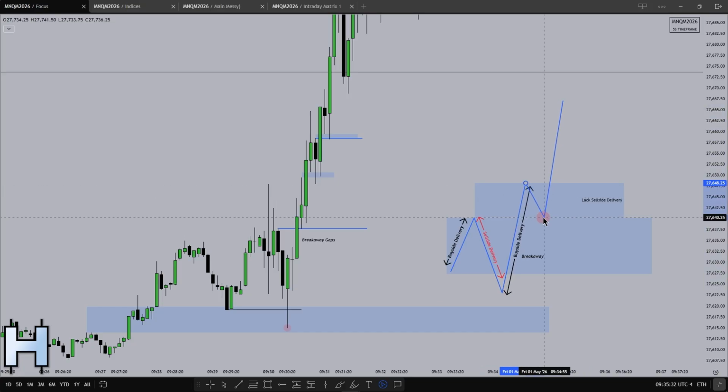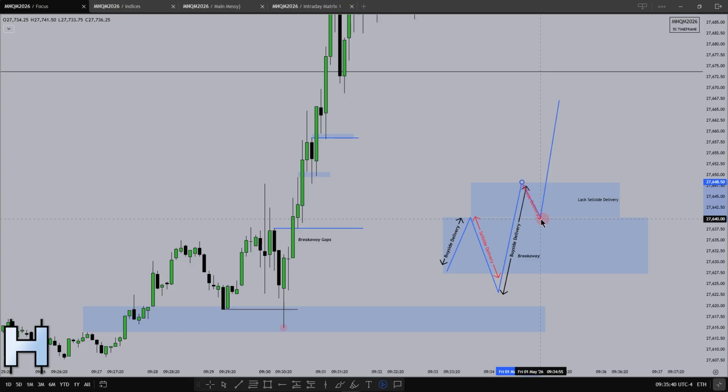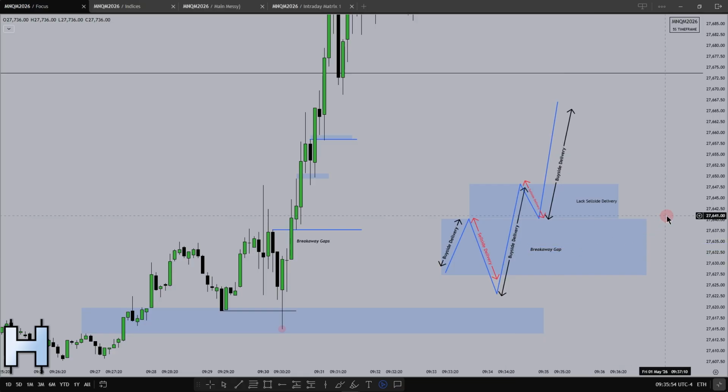So what the market will want to do is offer sell side delivery through that range in the form of that price run, right? From that high to that low. I know it looks awful, because we offer sell side delivery through that range, and then once we're going higher, we offer buy side delivery. So your breakaway gap is going to form within this range of previously balanced price.